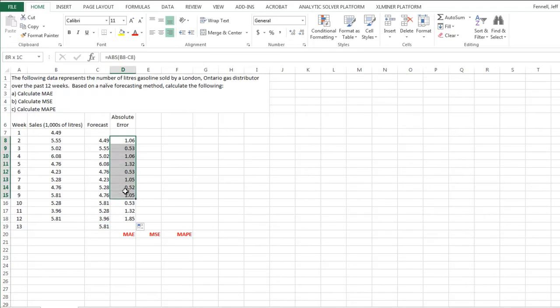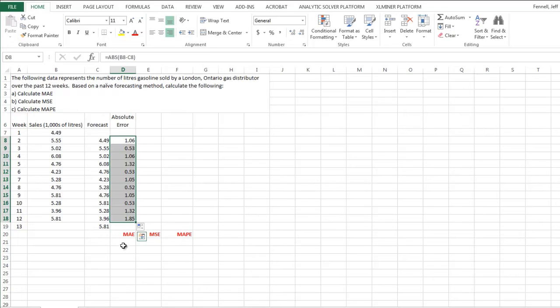So the reason why we use the absolute error here is because if I was just doing that subtraction, sometimes my forecast will be on the high side, sometimes it'll be on the low side. And if we're looking at some values being positive and some being negative, those two things are going to cancel each other out and will give us a false representation of how accurate our forecasting method is. That's why we'll always use the absolute error.